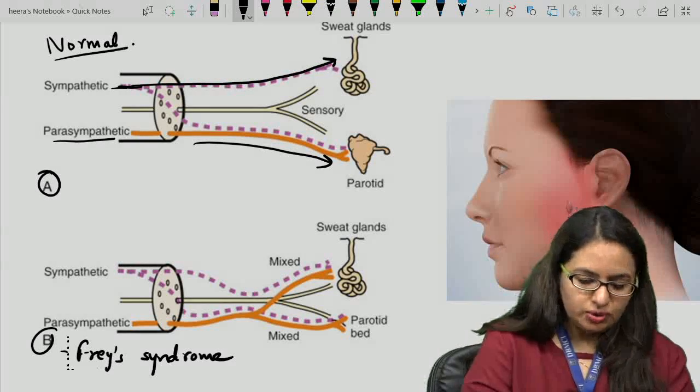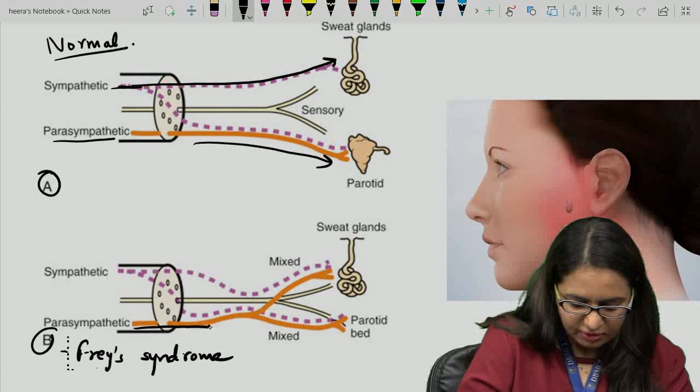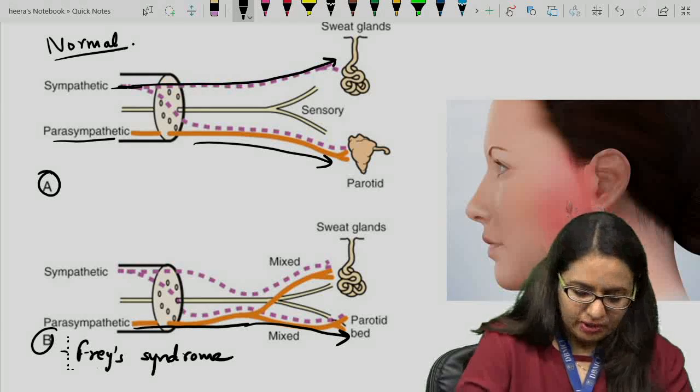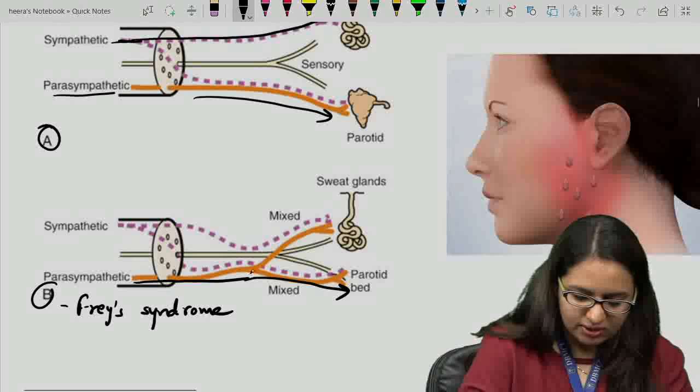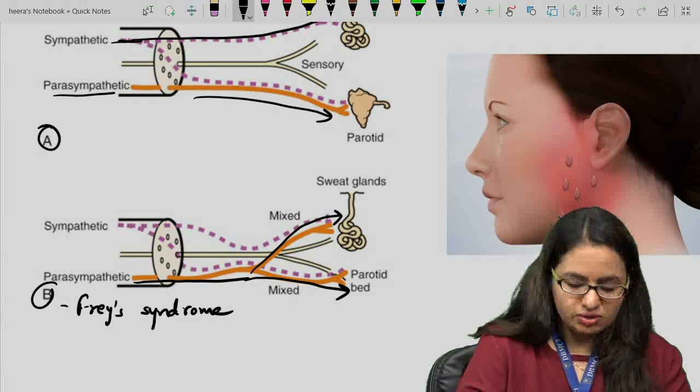Now if there is an injury to the auriculotemporal nerve, when it is regenerating, a few of the parasympathetic fibers which were already going to the parotid gland also fuse with the great auricular nerve over here, and therefore they will be going to the sweat glands also.